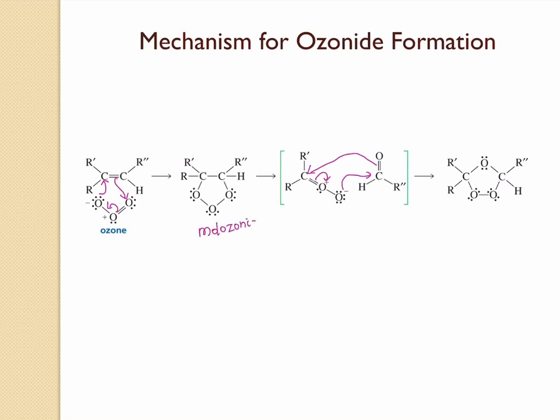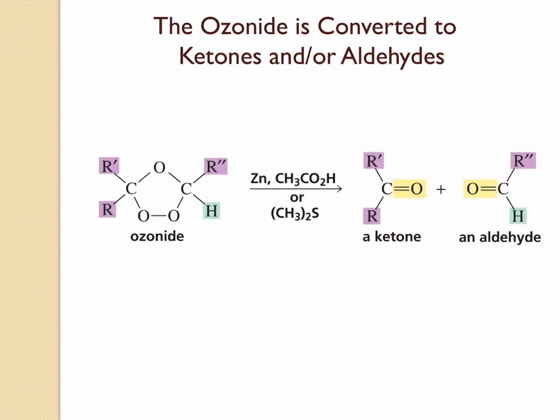And this molozonide is really an unstable compound because it has two oxygen-oxygen bonds. Therefore, it is going to readily rearrange to form the ozonide structure. Here is our ozonide structure. And because ozonides are explosive, they are not isolated.